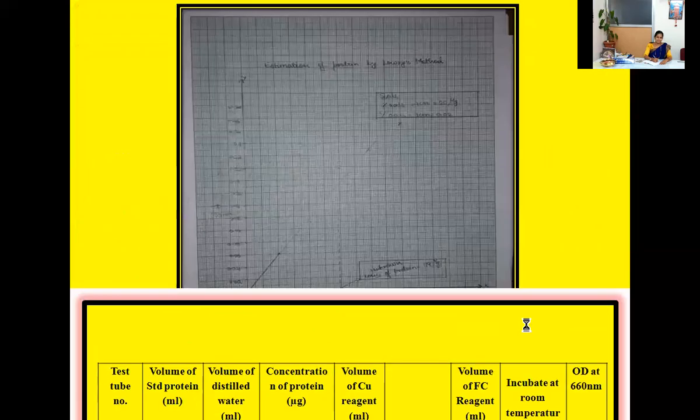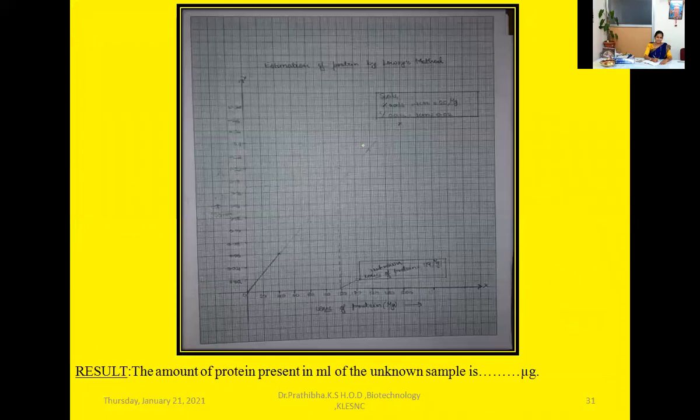Next you can see the graph. Here, for the graph, the title you need to write is estimation of protein by Lowry's method, and this is the scale on the x-axis and y-axis. Then you need to label the x-axis as concentration of the protein in microgram, and the y-axis you need to write as OD at 660 nanometer. Then by taking the standard curve OD, plot the standard curve straight line. Then check where your unknown OD will come. She got the unknown OD here.